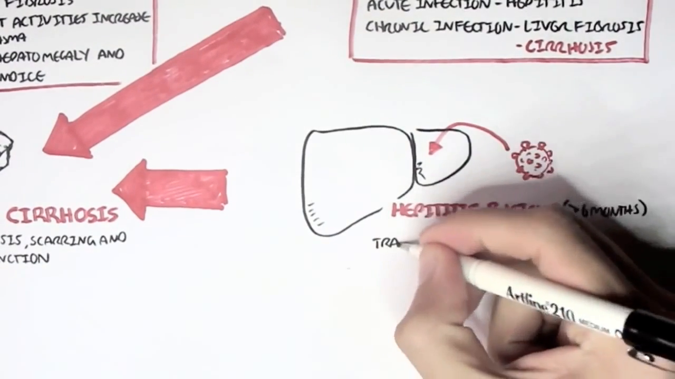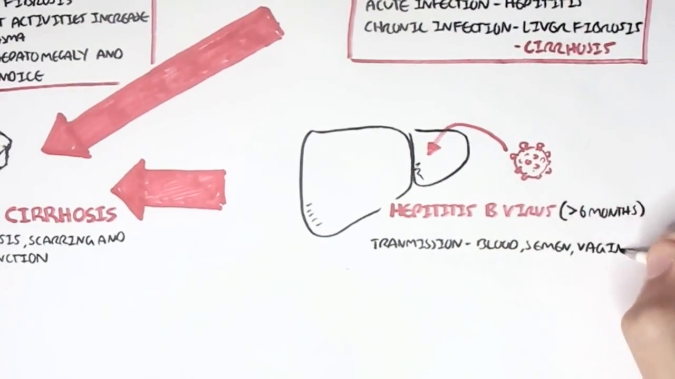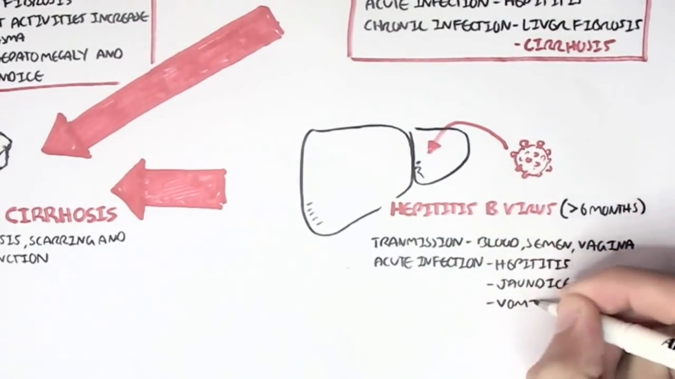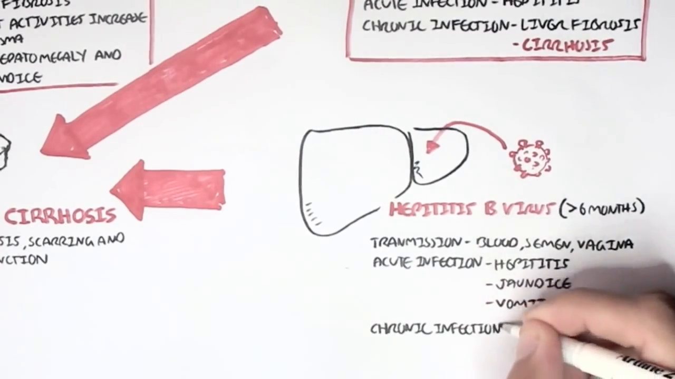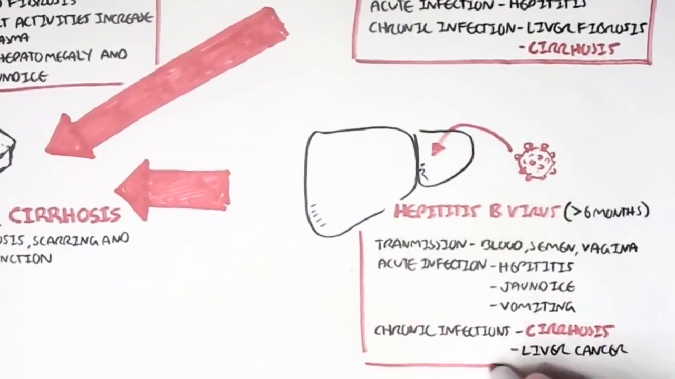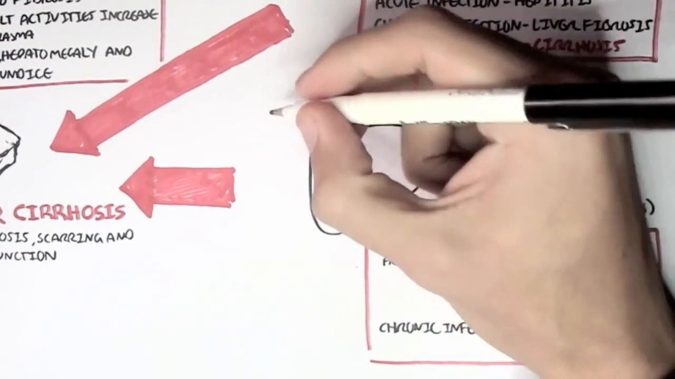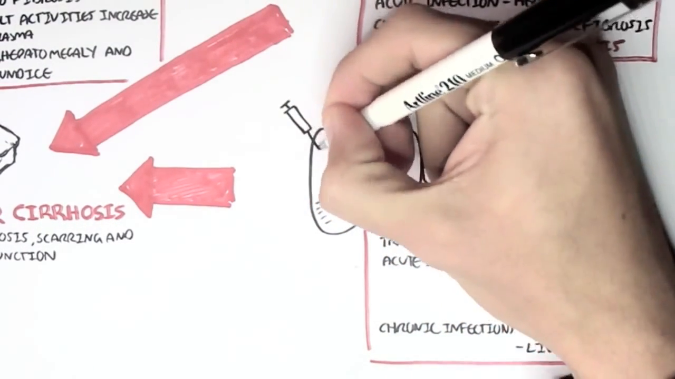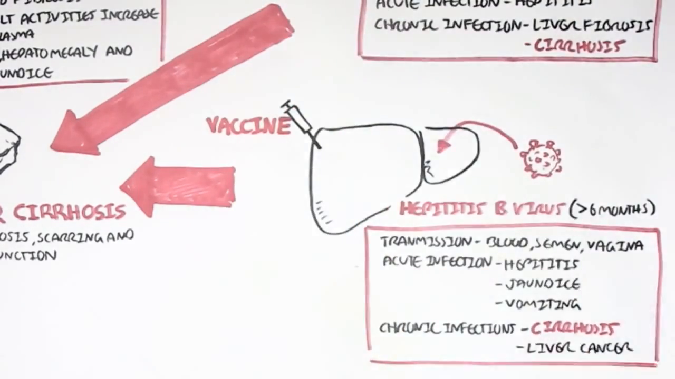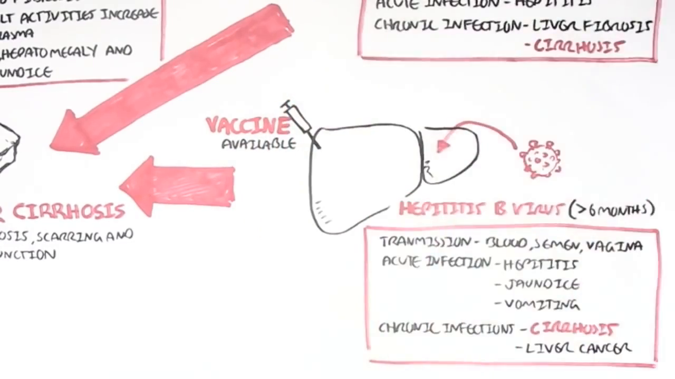Now, hepatitis B virus is transmitted by blood, and by sex through semen or vaginal fluids. Acute infection is characterized by hepatitis, jaundice, and vomiting. Chronic infection can cause cirrhosis and even hepatocellular carcinoma, which is cancer of the liver. There is a vaccine available for hepatitis B virus, which is very good to prevent this deadly infection.